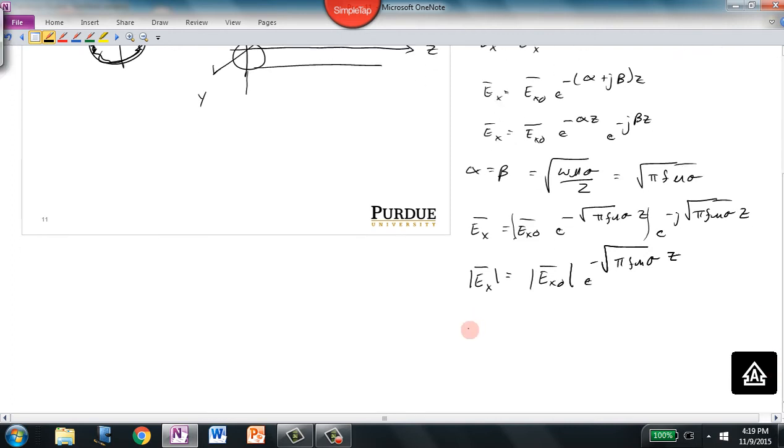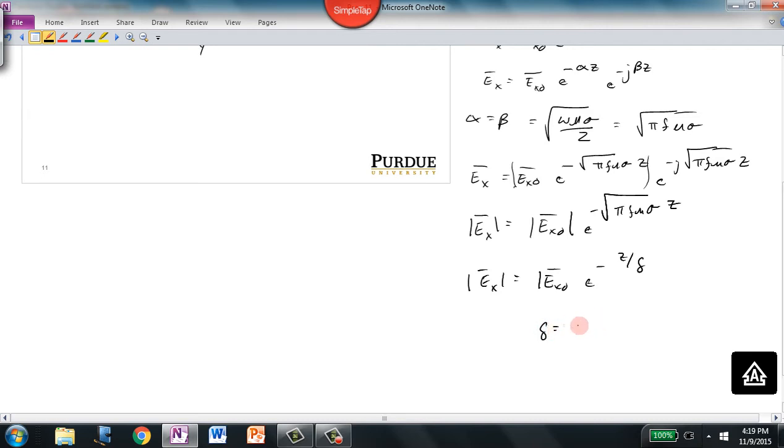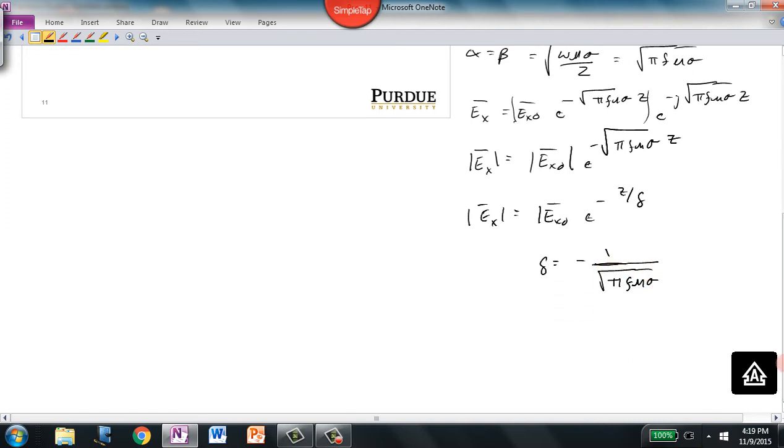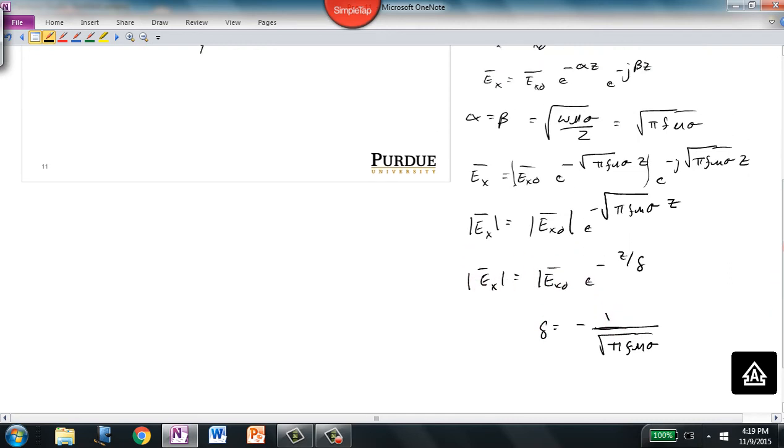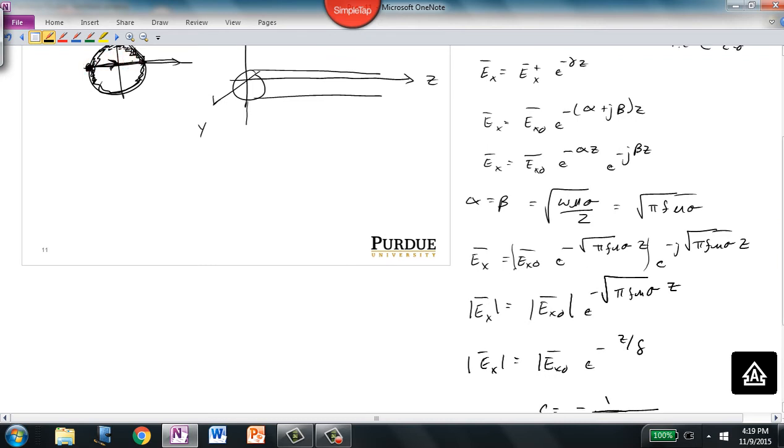So here we could just do a little bit of rewriting. I'm going to just let delta equal 1 over root pi f mu sigma right there. And what this is showing us is that the skin depth, delta, comes from the magnitude of the electric field as it penetrates into the conductor.